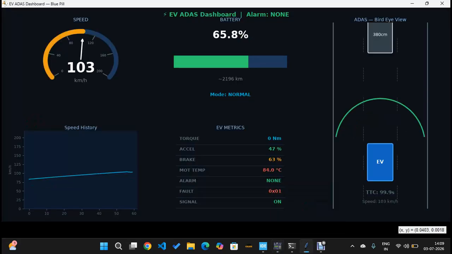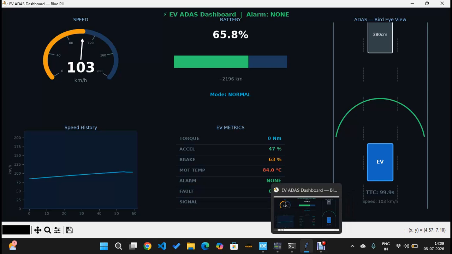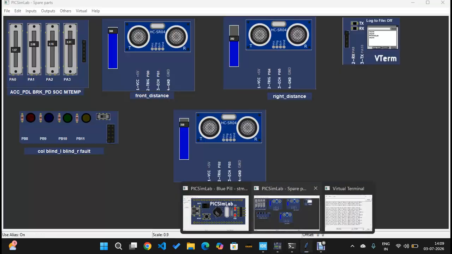Yeah, this is already 103 kilometers per hour speed, and this is our battery, 65.8%, torque is zero, and acceleration is 47%. Motor temperature is so hot, let's just see it, and the alarm is there, but it is not exceeding 90 degrees, that's why it's not saying critical. And the faults, and this is our front distance 380, so there is no collision right now.